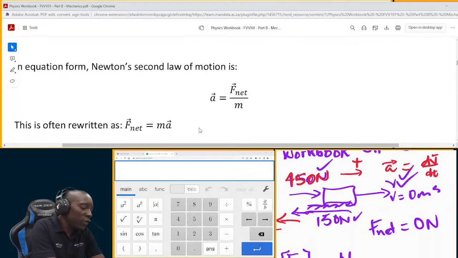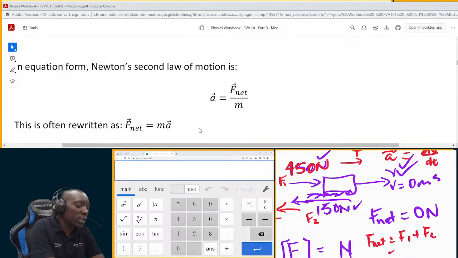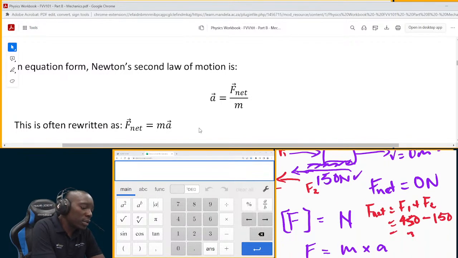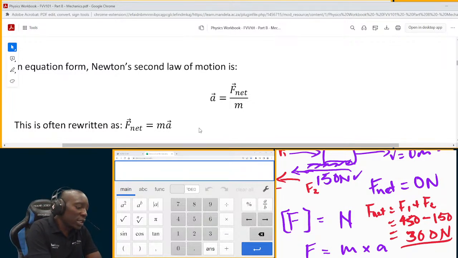The acceleration is proportional to the net force. 450 is in the positive direction and 150 is in the negative direction. So we add the forces: F1, 450, F2, 150, negative. So F net equals F1 plus F2, the total force. F1 is 450, positive. F2 is negative, so we get minus 150 newtons, and 300 newtons becomes the net force. The net force is 300 newtons, and this is the force that gives acceleration.